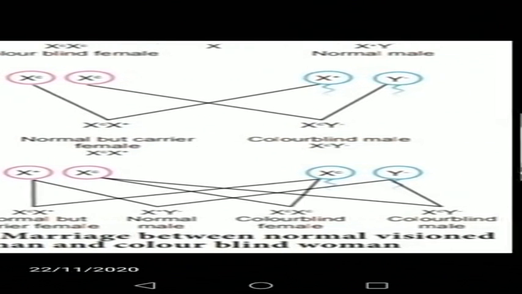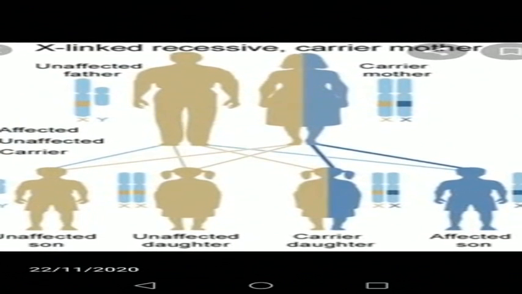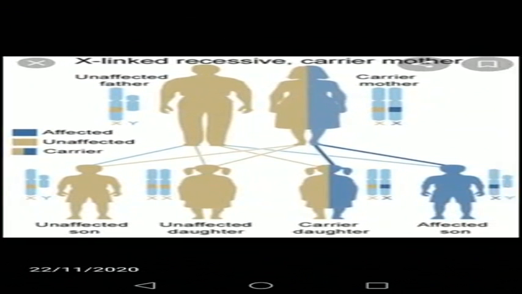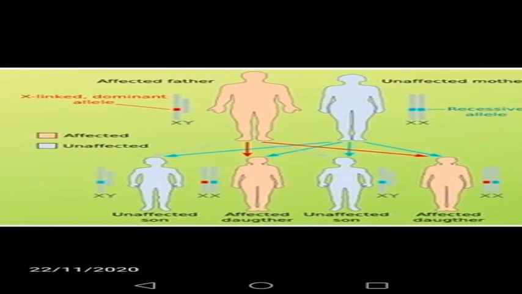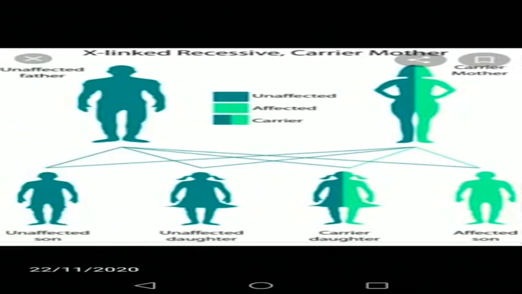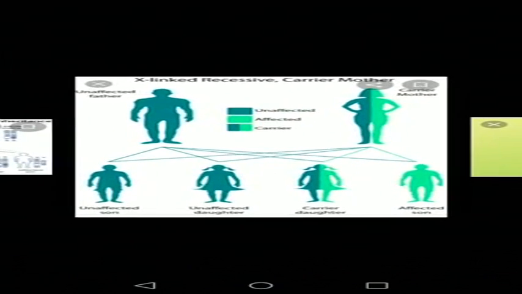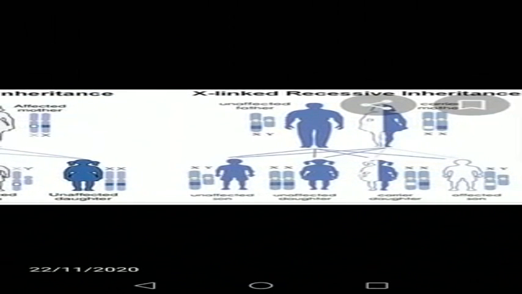The next topic is the inheritance of Y-linked gene. The picture I am showing is the X-linked recessive carrier mother. This is a picture where you can understand better. And this is also the affected father and unaffected mother. This is also an X-linked carrier. In this X-linked recessive carrier mother picture, you can understand the concept of the X-linked recessive gene. And this is also X-linked dominant inheritance and X-linked recessive inheritance.